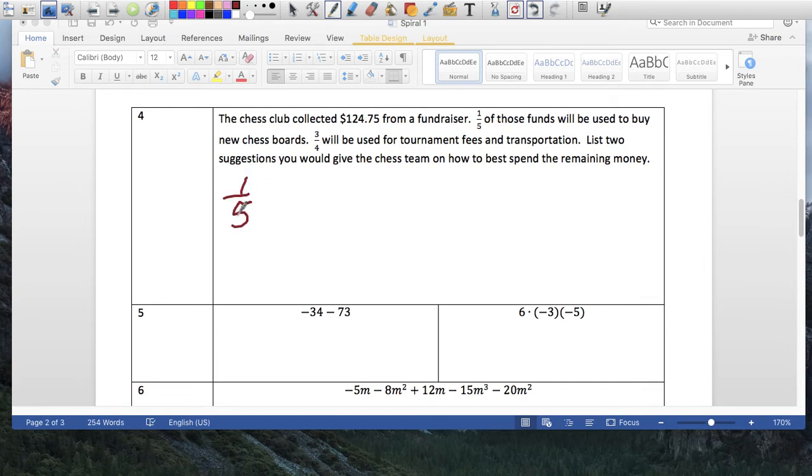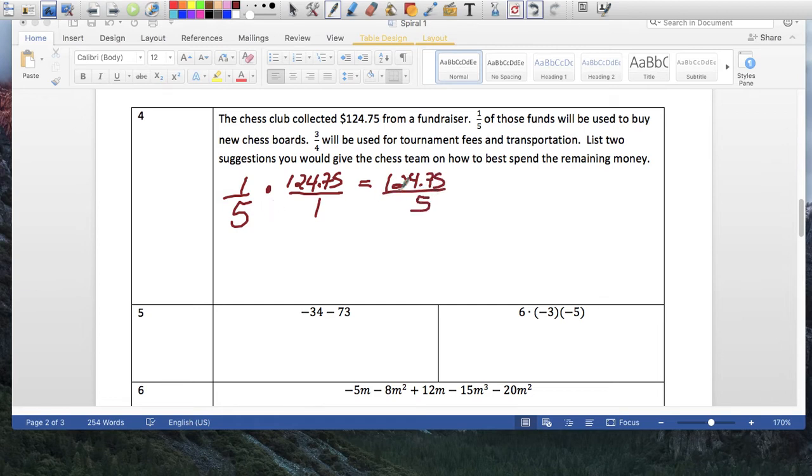So 1/5 of 124. Of means multiplication, right? So if I were to find out what 1/5 of 124.75 is, I would do 1/5 times 124.75. This is a multiplication. This is a decimal, so just be careful. We can put this over 1, so it's going to be 1 times 124.75 over 5 times 1, which is 5.